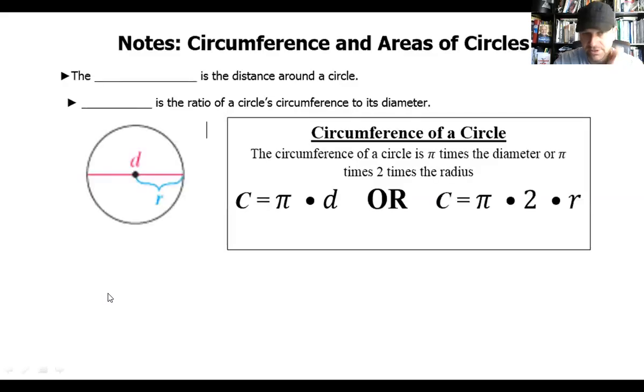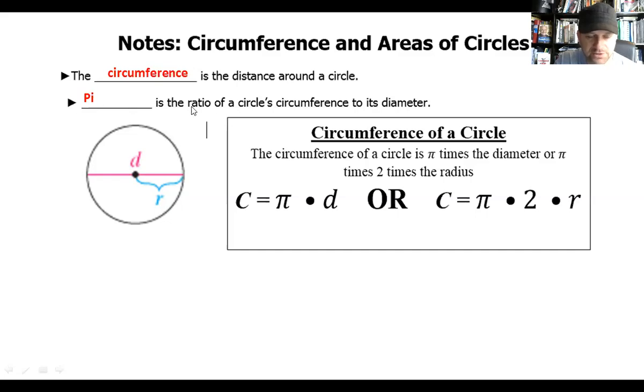Okay, all right, so if we look here, some vocabulary. The distance around a circle is called the circumference. So you go all the way around the circle, that's called the circumference. And if you take the circumference and divide by the diameter, you're going to get a ratio called pi.